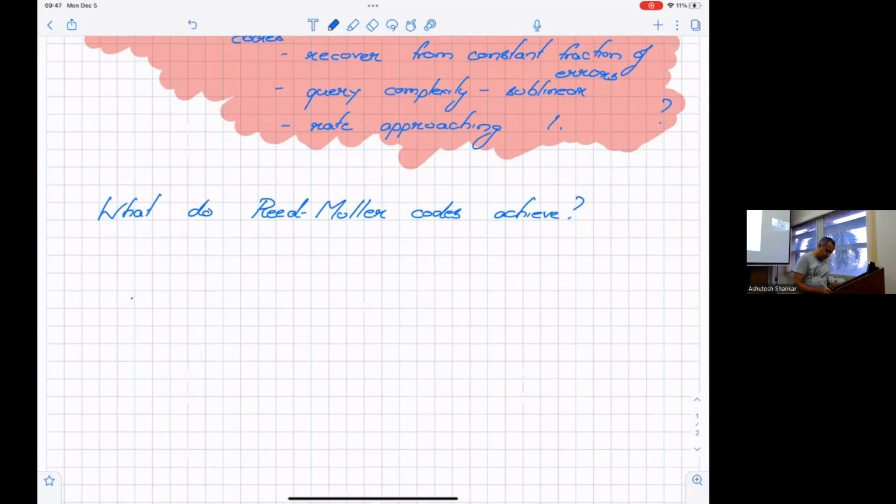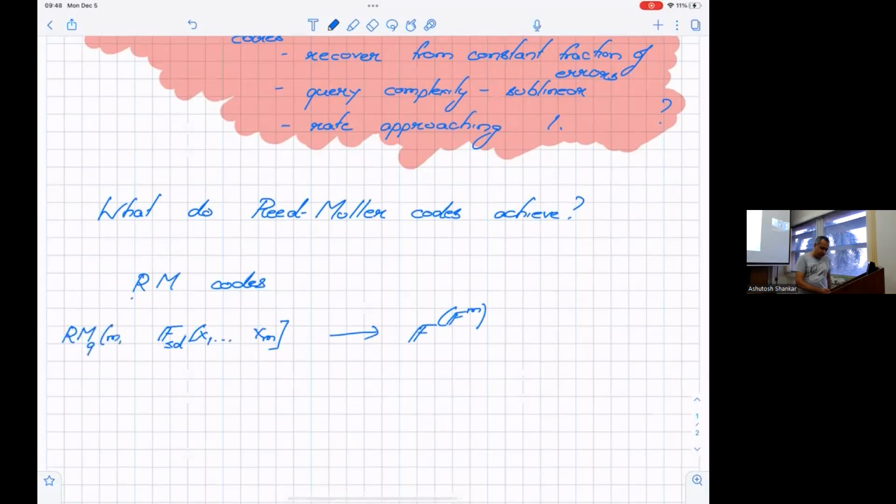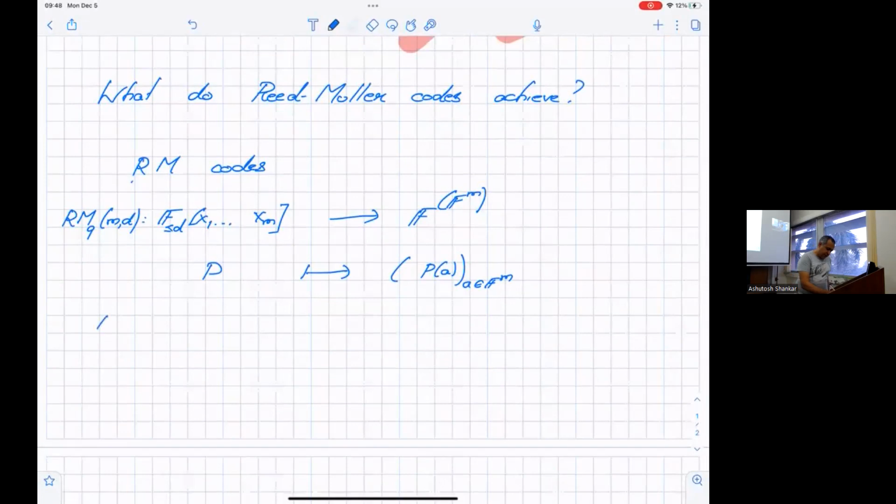Okay. What is a Reed-Muller code? Reed-Muller codes, RM codes, take a polynomial of degree less than or equal to d over m variables. They view the message as a polynomial like this, and they encode it over the entire domain F_q^m. So this is Reed-Muller over q, m and d. In particular, it takes a polynomial p and maps it to p(a) over all a in F_q^m. So that was the definition of the code.